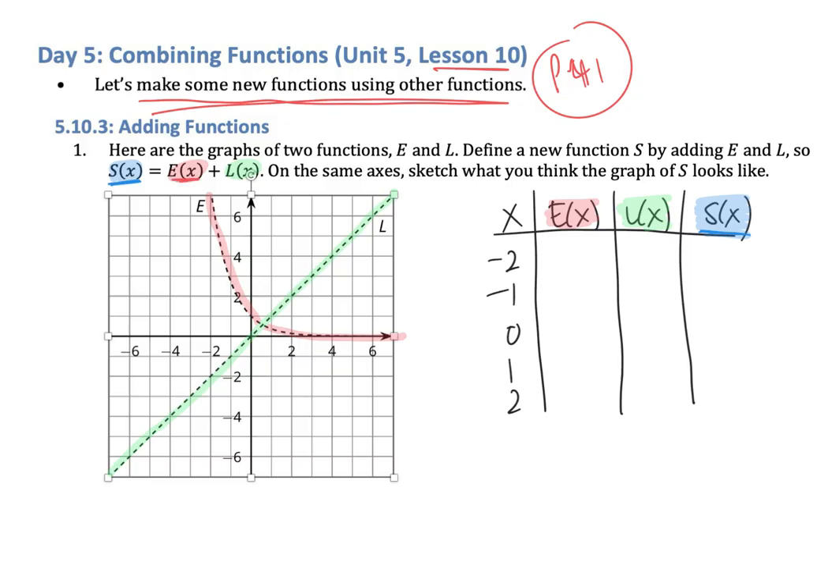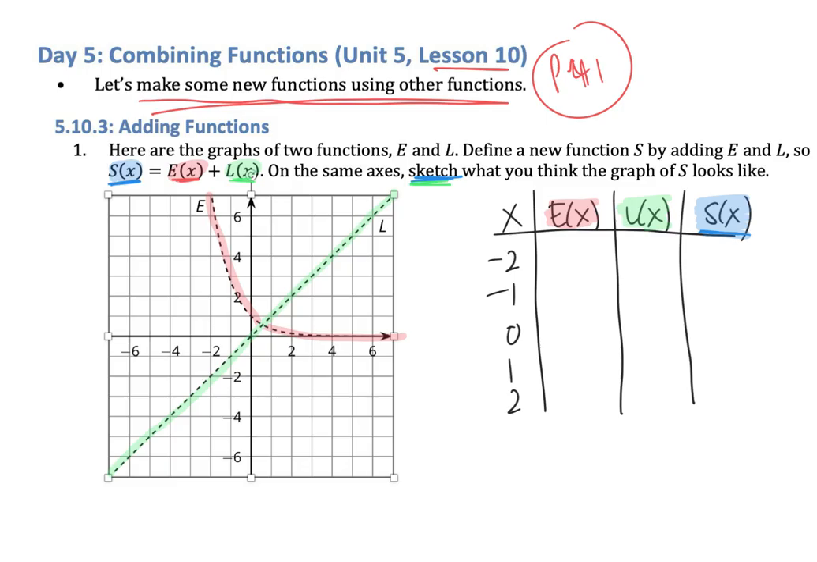Using the function e of x and the function L of x, we can see e of x graphed. I've color coordinated it for you. So we have the e of x graph there, we have the L of x graph, and we want you to sketch a graph that will be s of x. So what do you think s will look like?